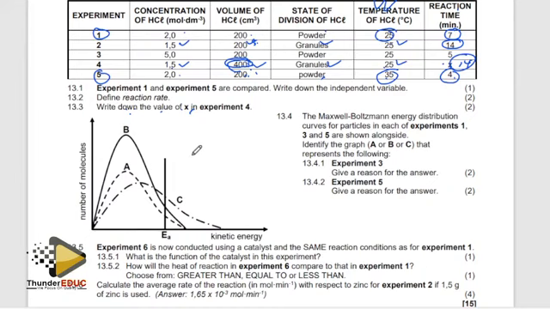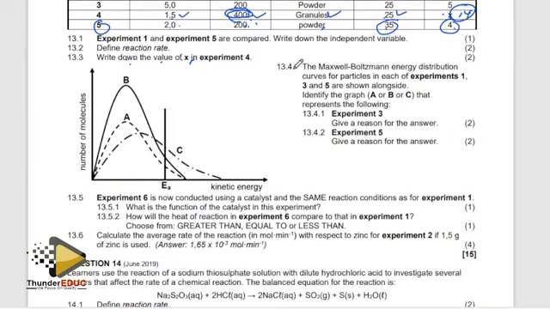Then they're saying question 3. Okay, we are done with that. Maxwell. This distribution curve shows particles of experiment 1, 3 and 5 alongside. Okay, they're saying that. What is the question they're saying? Okay. Experiment 3, give a reason. Which one is experiment 3, and give a reason for your answer?